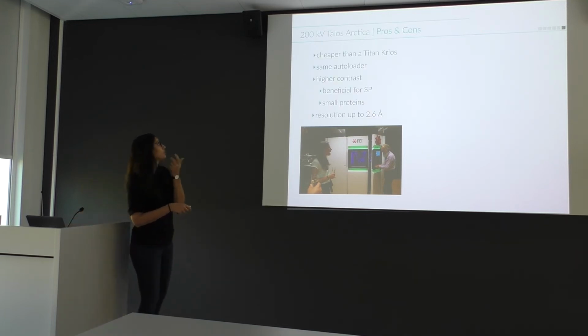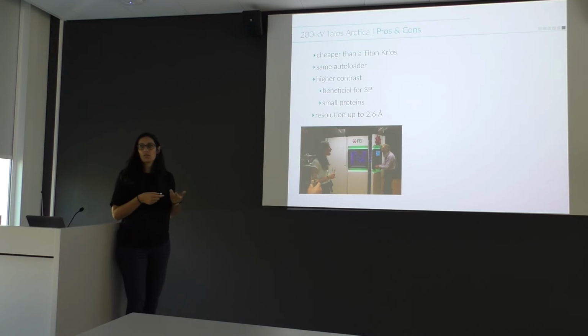Well, first of all, obviously it's cheaper than a Titan Krios. So if it comes down to buying a microscope and convincing people to provide you money, if you need 2 or 3 million less, well, you might get the money. If you need more, you will not get it. So this is, of course, often the main reason for it. Another advantage is it has the same autoloader mechanism, which makes it compatible with the Titan Krios and other workflows of Thermo Fisher or FEI.